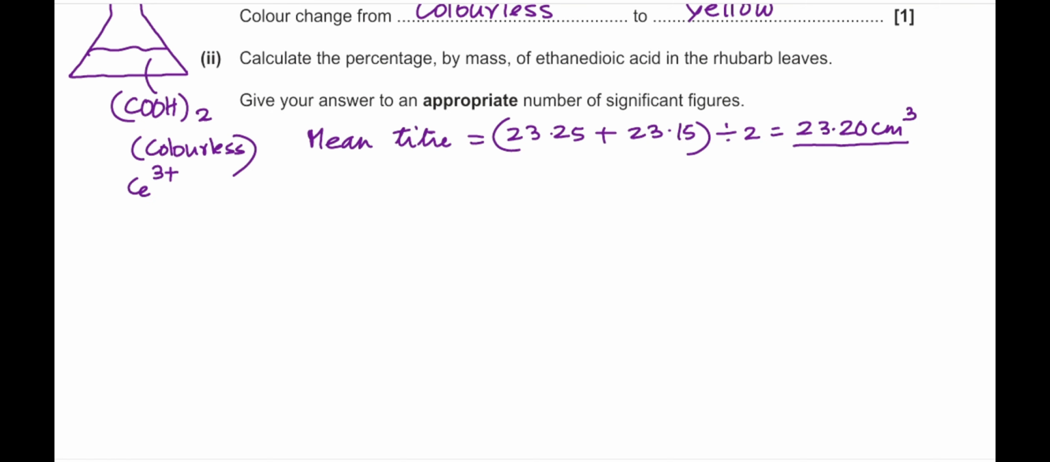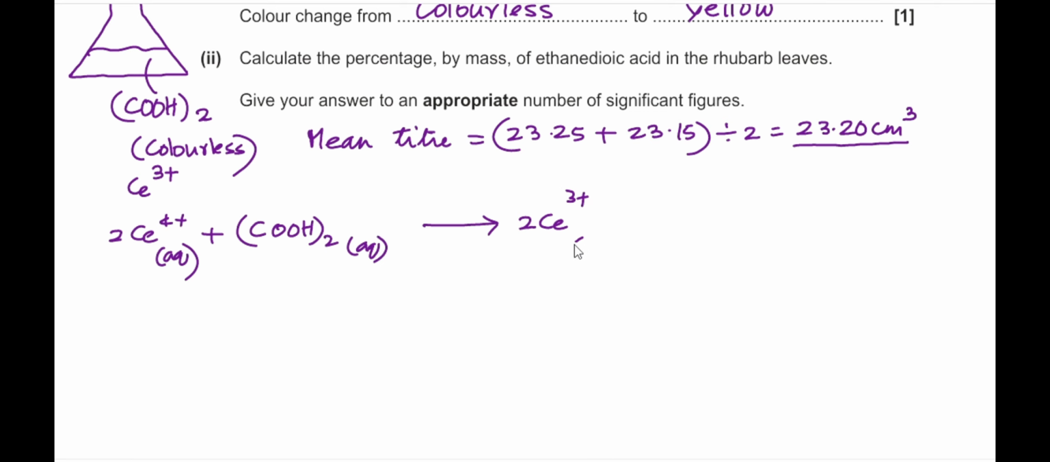Next, let us rewrite the equation so that we can write all the details underneath. So 2Ce4+ plus (COOH)2, aqueous here and here, give 2Ce3+ plus 2CO2 gaseous plus 2H+ aqueous. Okay.